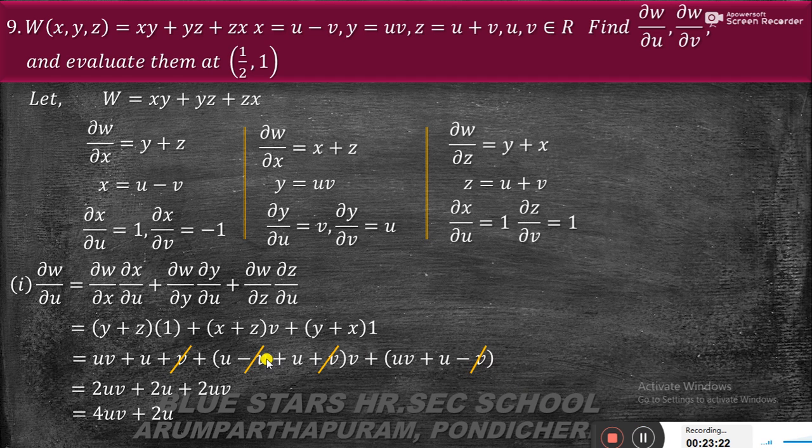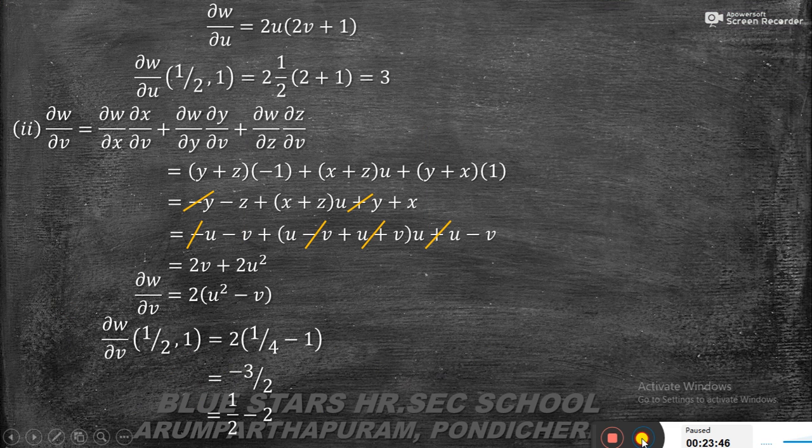Here minus v plus v cancelled, so again uv plus u. So totally uv plus 2uv plus uv is 4uv, and u plus u is 2u. Therefore 4uv plus 2u. This is the answer for dou w by dou u. Therefore dou w by dou u equals 2u into 2v plus 1.